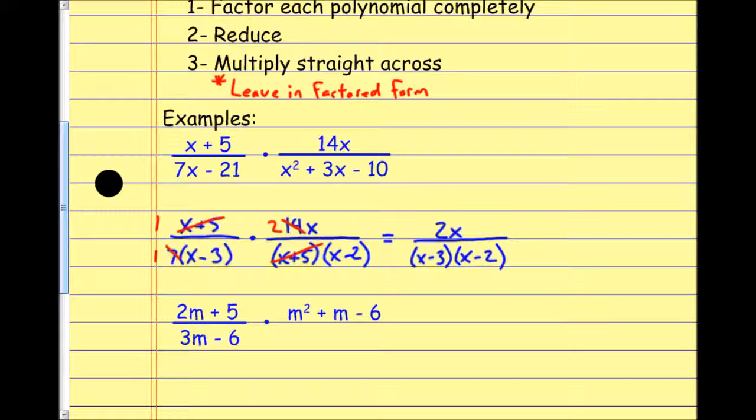I'm going to leave it in its factored form, because typically we're going to be finding domain restrictions and that kind of stuff anyway. So leave it in factored form. I get the 2x over the x minus 3, x minus 2. And that's it.